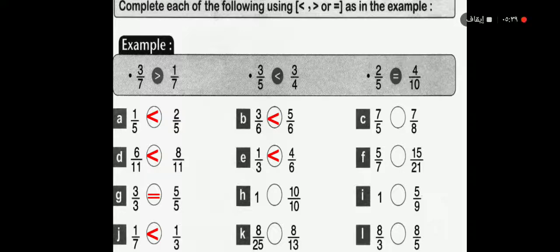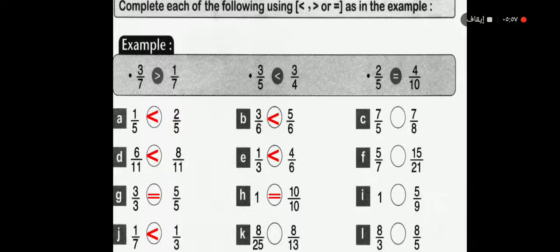Example H. 1 or 10 over 10. If we divide 10 by 10, 10 divided by 10 equals 1. Then 1 equals 10 over 10.